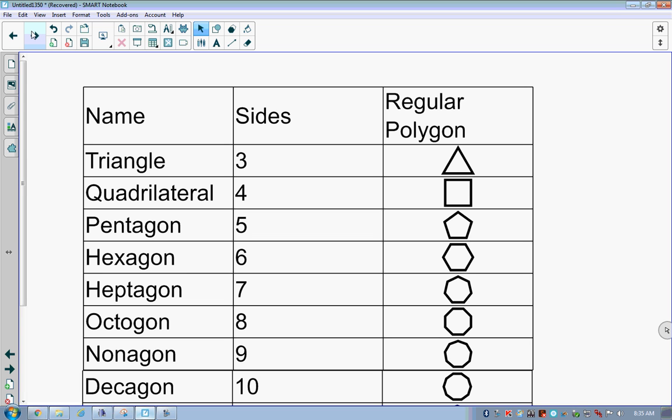So we all know what a triangle is. Okay, it's got three sides. We know what a quadrilateral is. That's actually the more correct term than just saying square or rectangle if it has four sides. We call it a quadrilateral until we have more information. Then we have pentagon, right? Hexagon, heptagon, octagon, nonagon, decagon, hendecagon, and dodecagon.